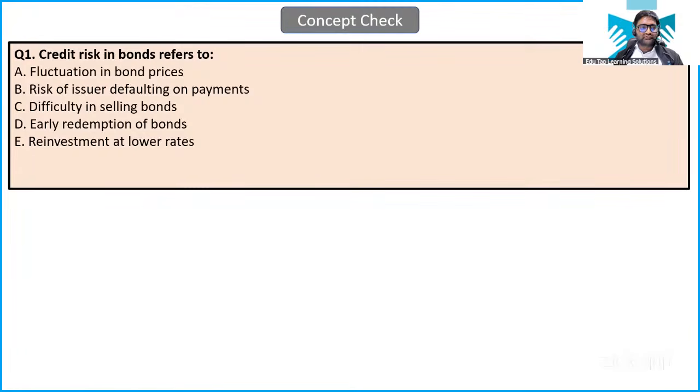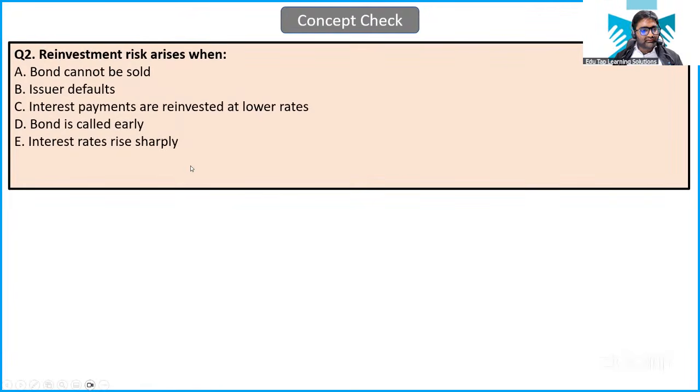Okay, quickly we'll do these rapid fire rounds. Credit risk in bonds refers to what? Can you just quickly answer this question? Credit risk. Why are some saying D? Banks also face credit risk. Okay, credit risk is the risk of the issuer defaulting on the payments. He is not giving back the money. So here the point goes to Kashish. Is it clear? Who all have answered D? Kashish changed the answer.